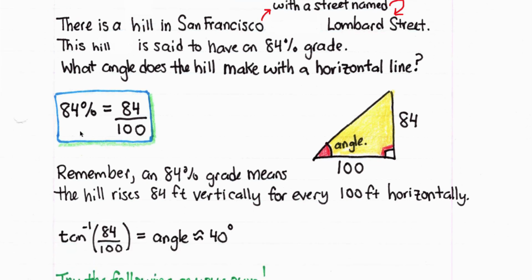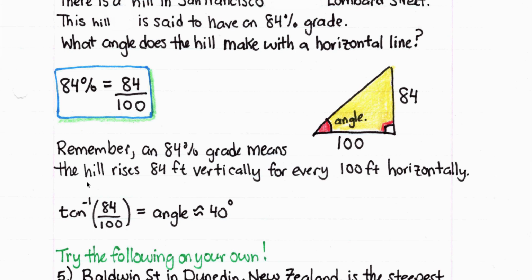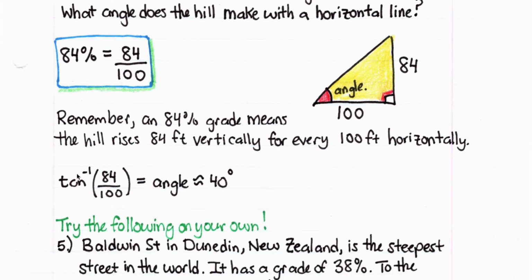First thing is to remember what 84% grade means. It means that for every 100 feet you travel horizontally, the hill rises 84 feet. So, knowing that, we know that 84 is the opposite and 100 is the adjacent, and that means we're going to use the tan inverse of 84 over 100, and that gives us approximately 40 degrees.